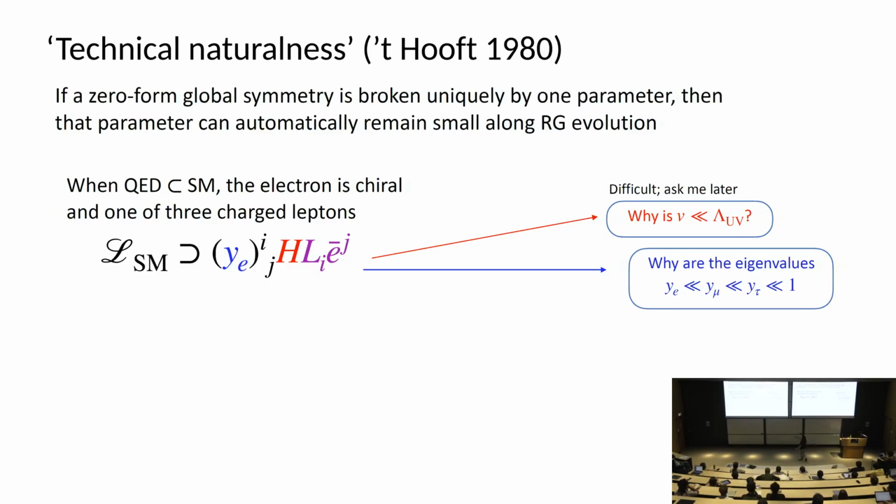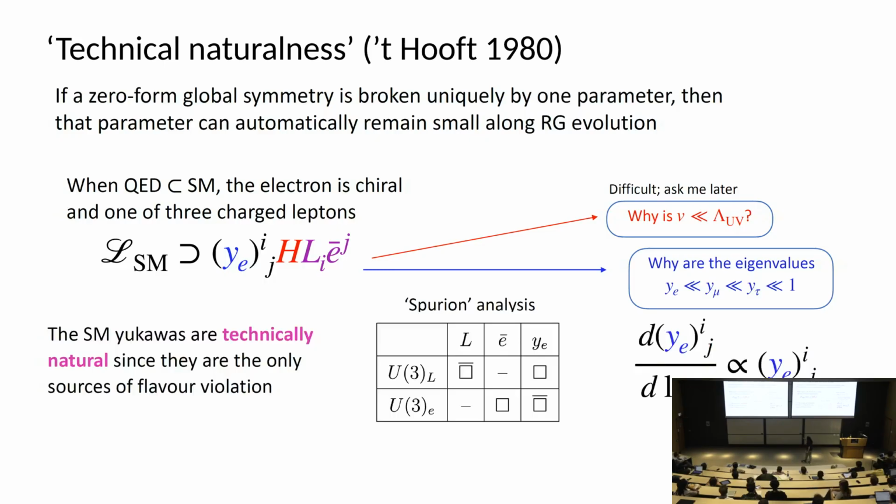But the other question is, we observe some crazy hierarchical Yukawas. Particularly in the lepton sector, the eigenvalues are very hierarchical. And why that sort of structure? And we are comforted by the fact that the standard model Yukawas are in fact technically natural, because they are the only place in the standard model that the three generations are distinguished. They have all the same gauge couplings. And we can systematically understand this by what's called spurion analysis. This is all very easy stuff.